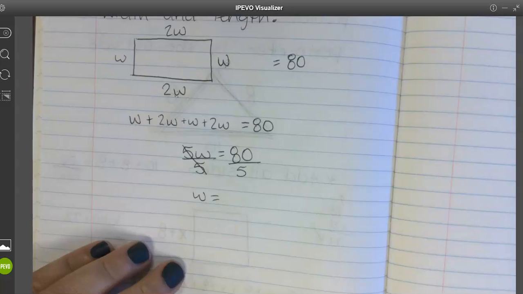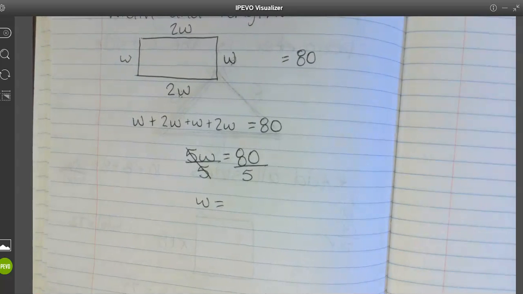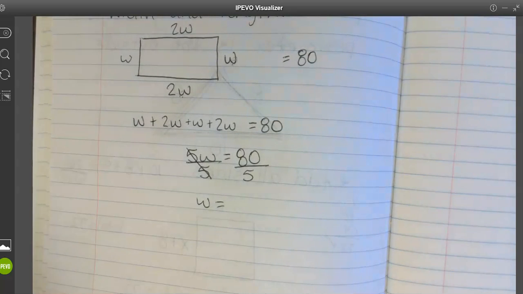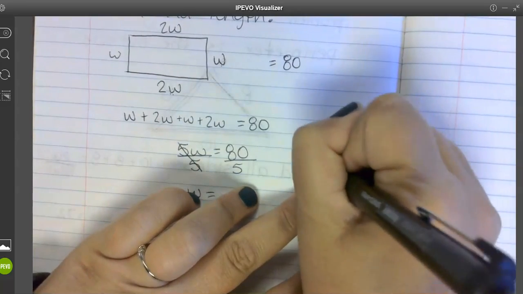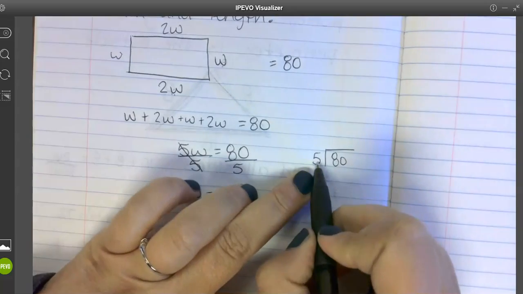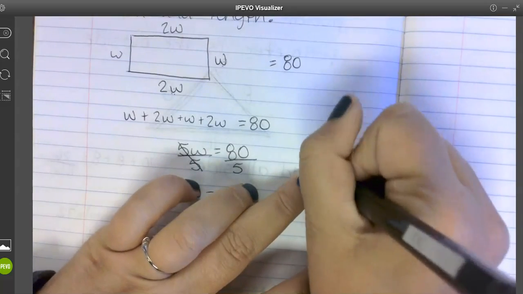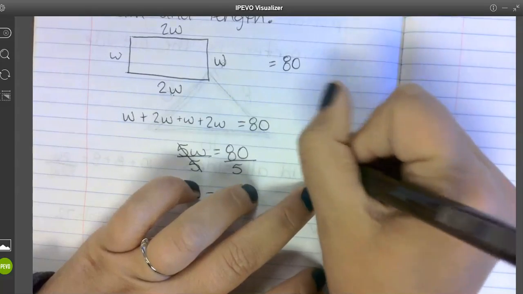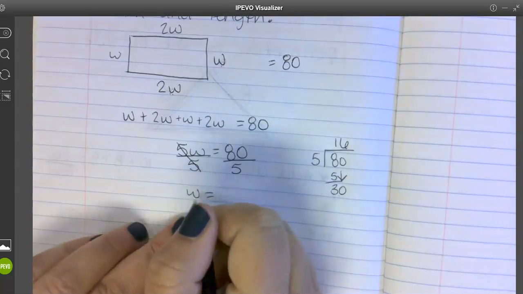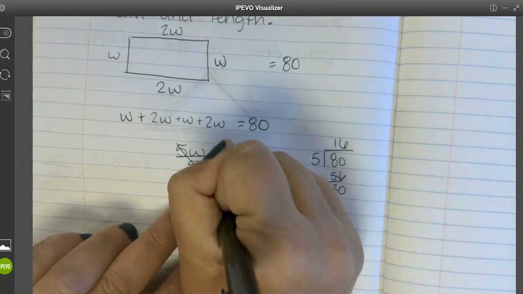You can do this a couple ways. You can do 5 into 50 and then 5 into 30. That's what I would do. Or you can do this traditionally. I know you guys are feeling more comfortable with that. So 5 into 8 goes 1 times. 1 times 5 is 5. 3, take down 0. 5 goes into 30 6 times. So the width has to be 16.